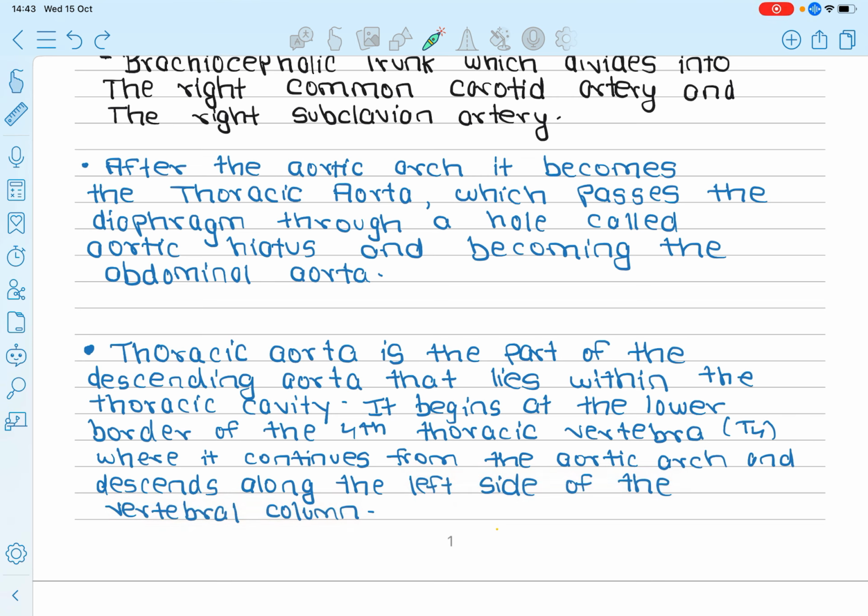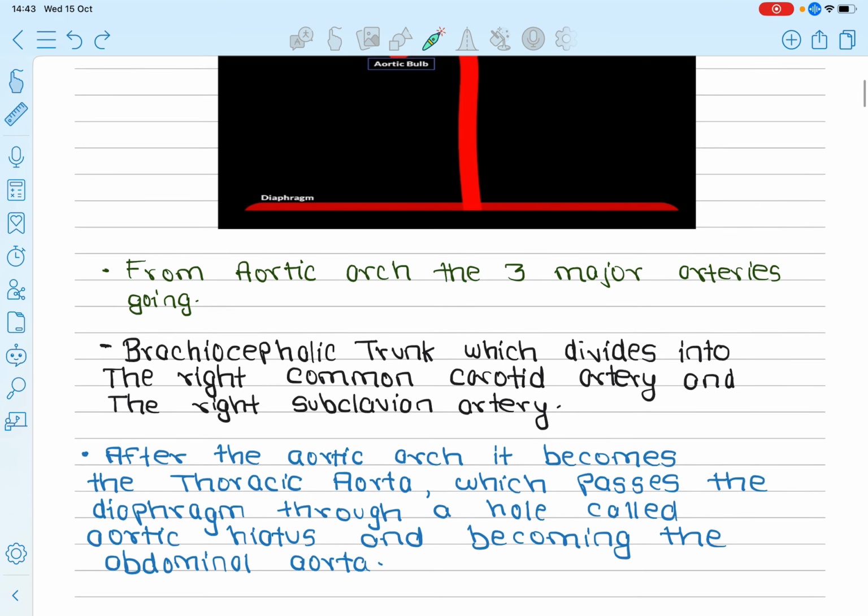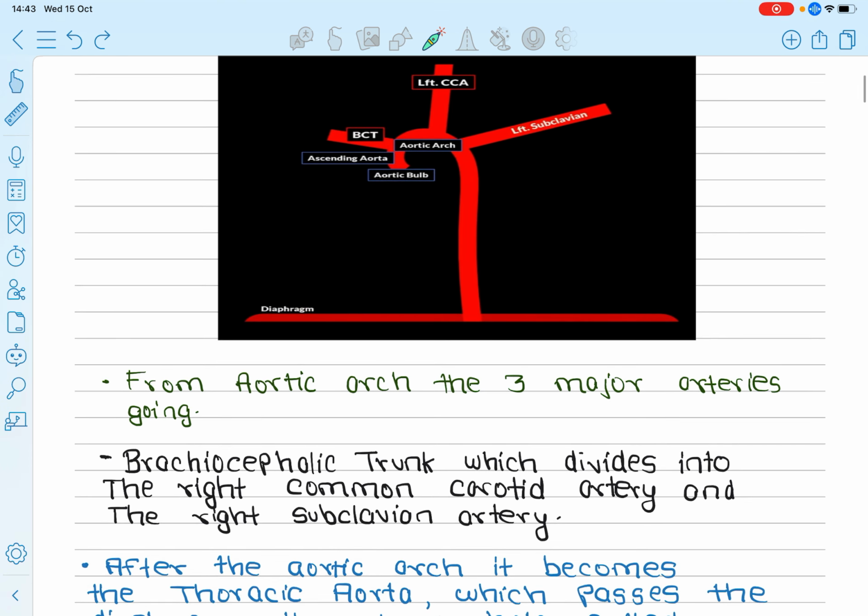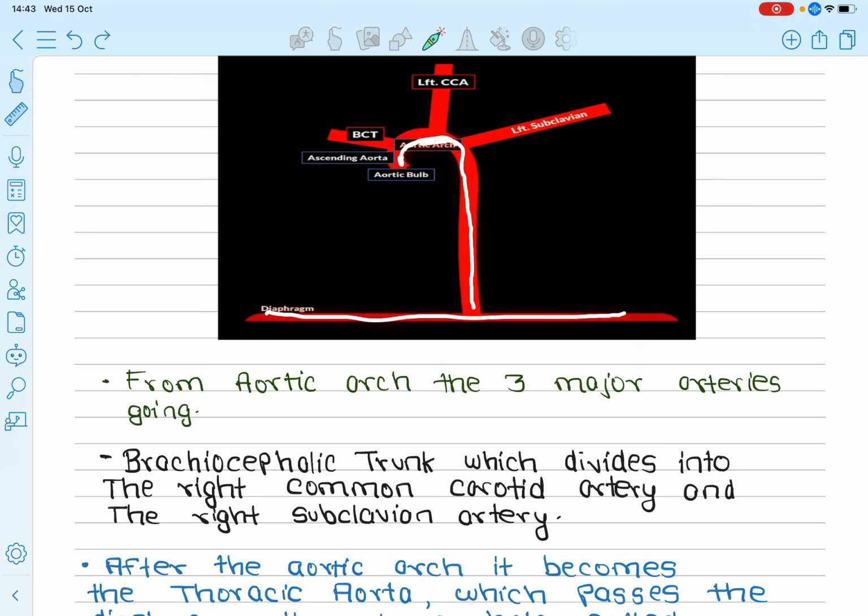The thoracic aorta originates at the lower border of the fourth thoracic vertebra, as a continuation of the arch of the aorta. It terminates at the aortic hiatus in the diaphragm at the T12 vertebra. So from the aortic arch, three major arteries go out. This is the aortic arch. From here, the descending aorta, and this is the diaphragm.